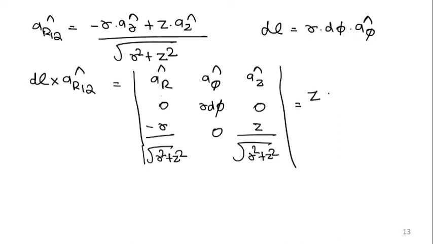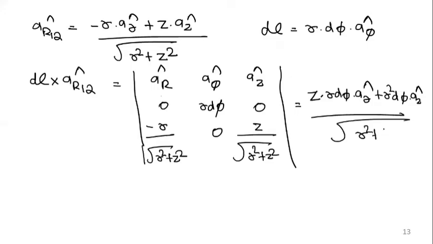So it will be Z into R d phi into aR. This same thing we did in the last session also, but last session I skipped one step. So maybe if you are confused, we can solve it here. So R square plus Z square. For both the terms, the denominator will be root of R square plus Z square, so that we can take it as common and we can add. So now we have dL cross aR12, right?